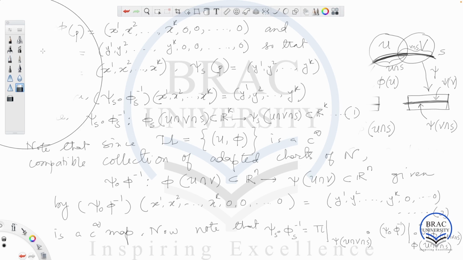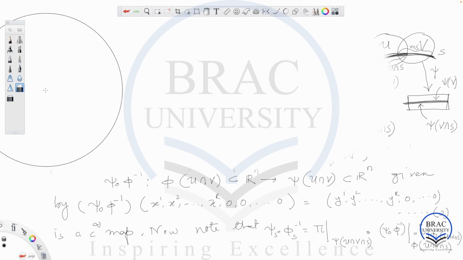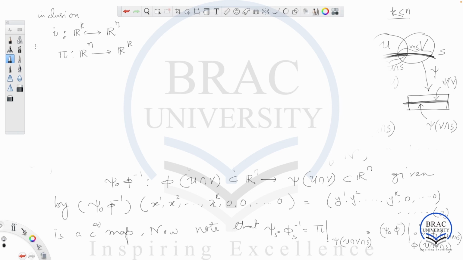Okay, so now remember that k is smaller than n, of course. So I is the canonical inclusion of R^k into R^n, and this is inclusion, and pi is the canonical projection of R^n onto R^k, projection.